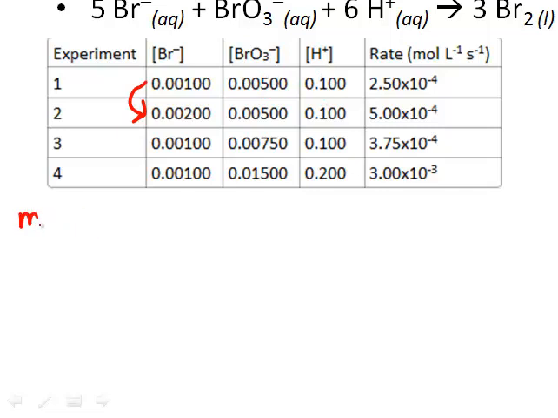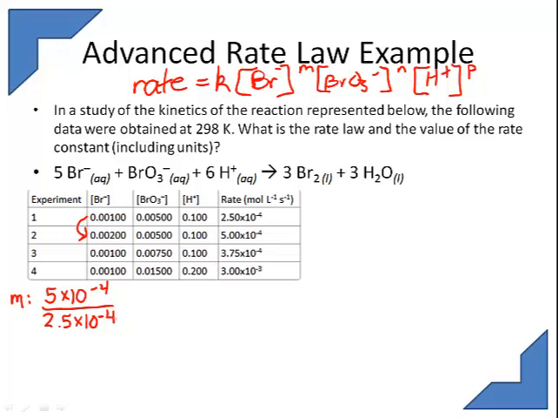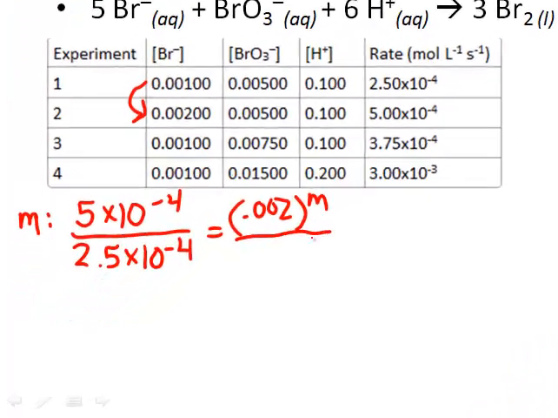So if we're trying to find the exponent m, we would see automatically that BrO3- and H+ cancel out, so we would just compare the 2 rates. So 5 times 10 to the -4th for trial 2, and then 2.5 times 10 to the -4th for trial 1. The k would cancel, the BrO3- would cancel, and the H+ would cancel, so we would just put in 0.002 to the m for trial 2 and 0.001 to the m for trial 1. Divide that and you get that 2 equals 2 to the m power, so the exponent m is 1.